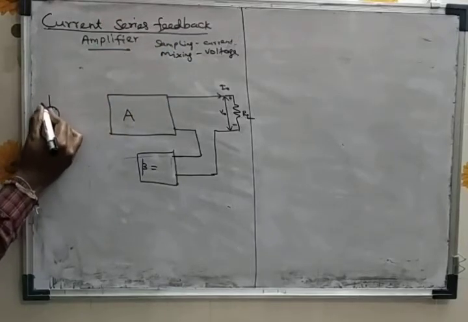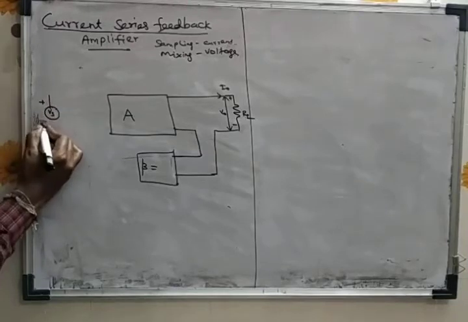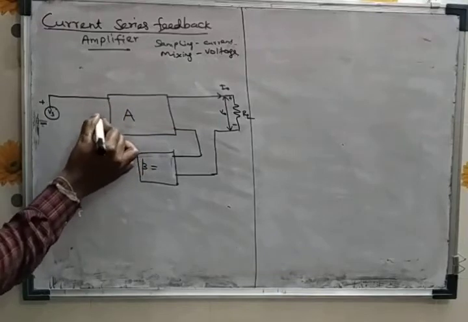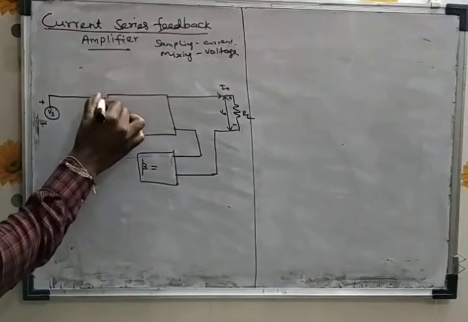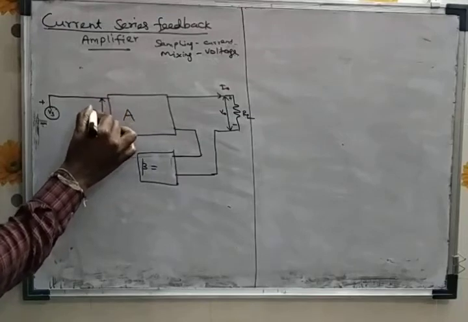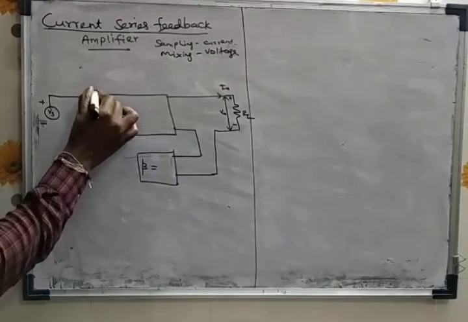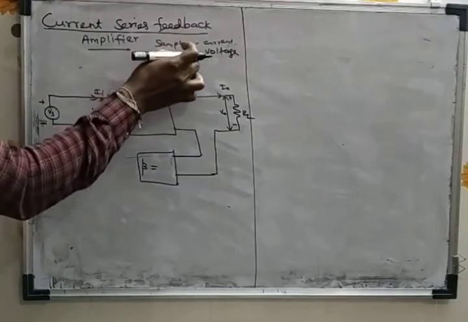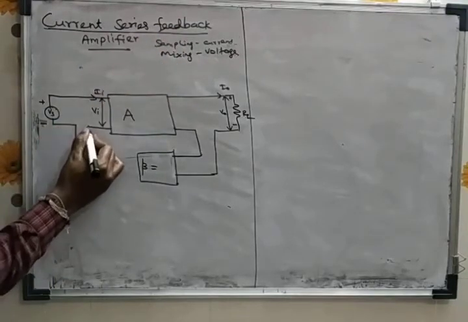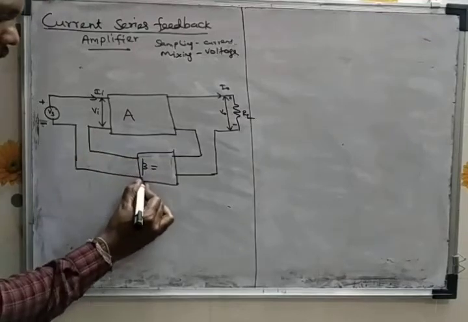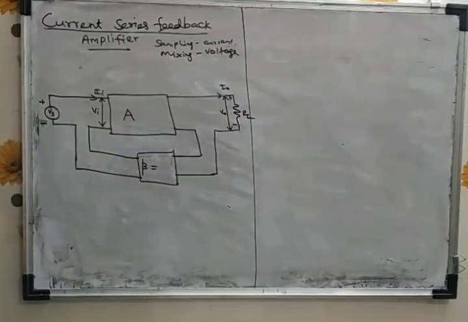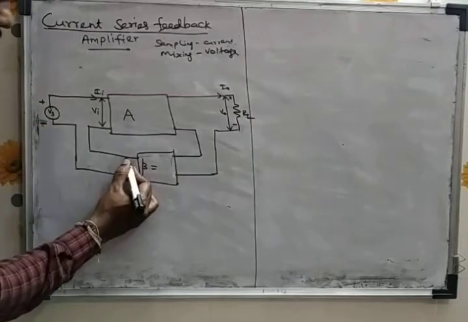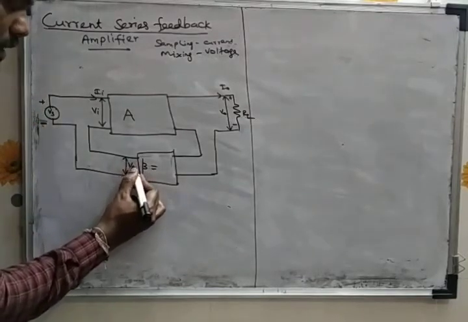So we have voltage source. The input to the basic amplifier I am considering Vi and current flowing through basic amplifier Ia. Here series mixing, so connect like this. Series mixing means voltage mixing. So we have feedback voltage Vf.